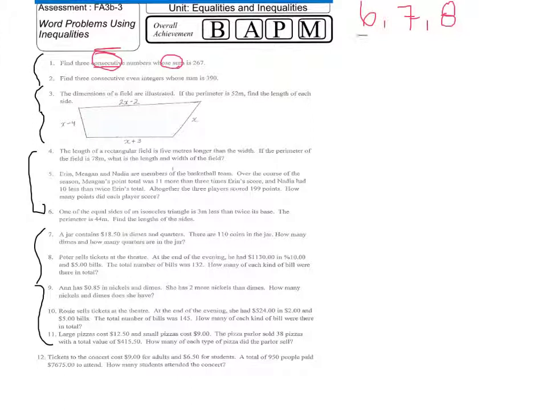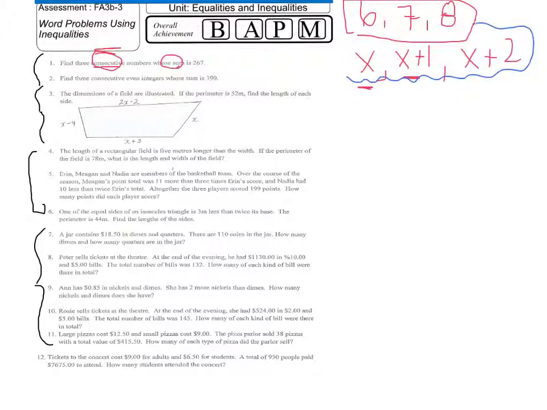6, and again, I don't know what these numbers are, so I'm just going to say 6 will be x. If 6 was x, then the next number after 6 would be x plus 1. Because this is 6, this would be 7, and the next number after that would be x plus 2. This will give me my three consecutive numbers. It doesn't matter what x is. My next number will be x plus 1, and the next number will be x plus 2.